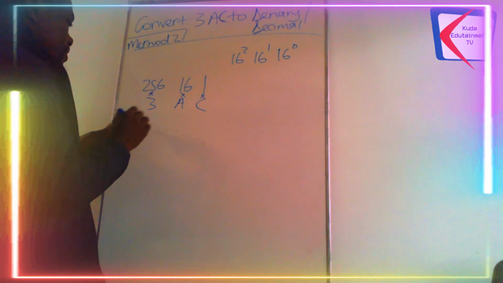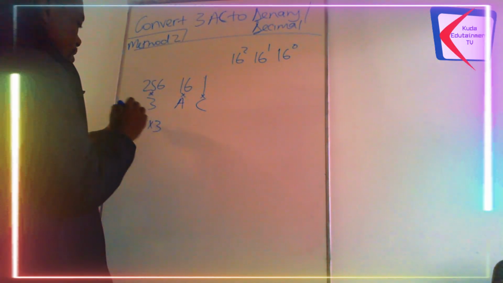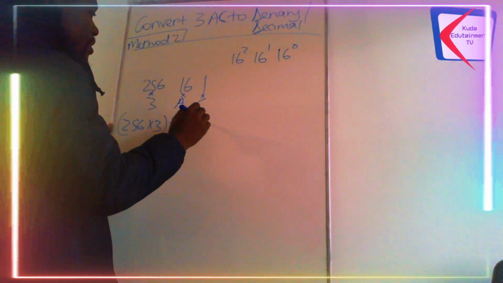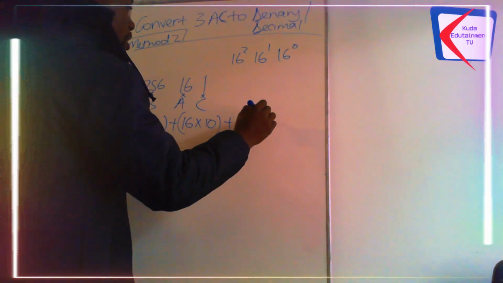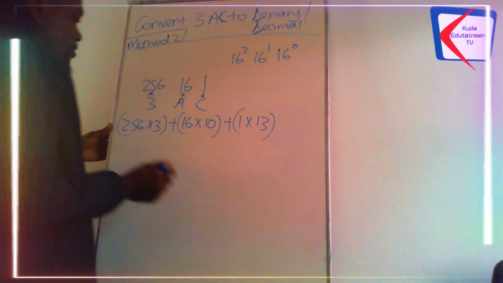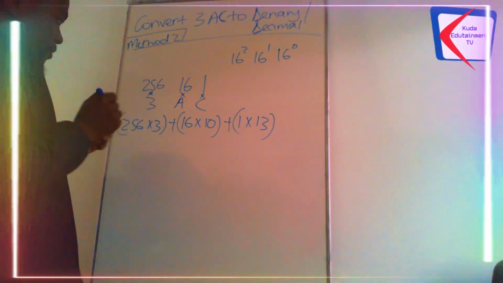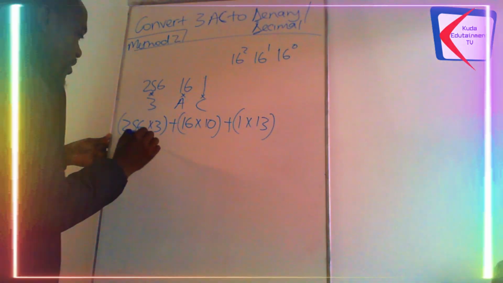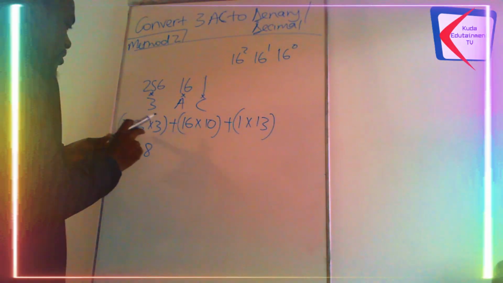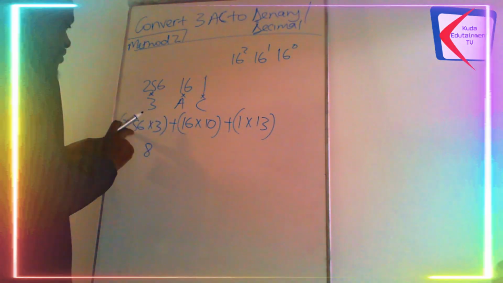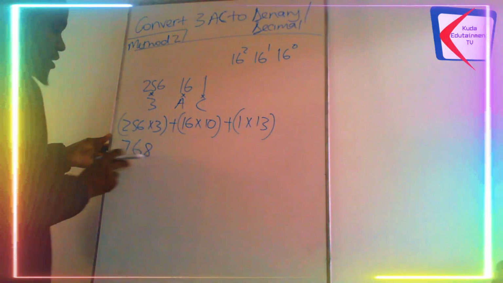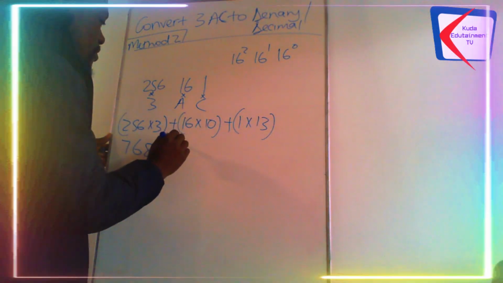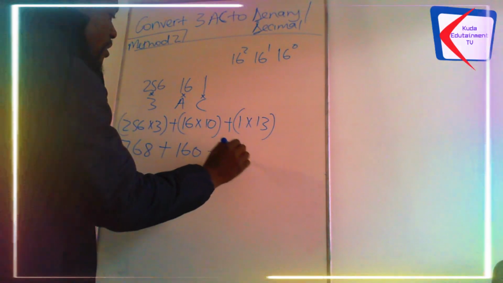So we multiply 256 by 3 plus 16 by 10 plus 1 times 13. C is 13 according to our table. So 256 by 3: 3 times 6 is 18, 8 carry 1, 3 times 5 is 15, plus 1, 16, 6 carry 1, 3 times 2 is 6, plus 1, 7. 768 plus 16 times 10 is 160 plus 13, right?